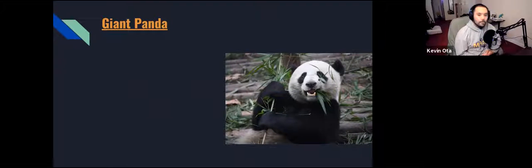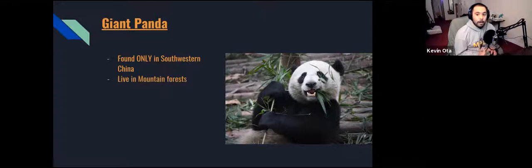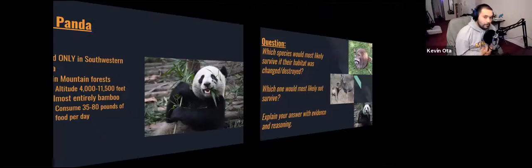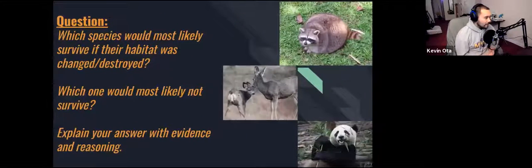Now, this one is a little bit different. You guys have probably not seen this in real life, but it is a giant panda. The giant panda is only found in southwestern China. They live in mountain forests, which means higher up there, which for this case, it's about 4,000 to 11,000 feet in the air. And their diet consists entirely of bamboo. They eat the stalks, the leaves, everything about it. And because bamboo is not that nutritious, they actually have to eat anywhere from 35 to 80 pounds of it every single day.